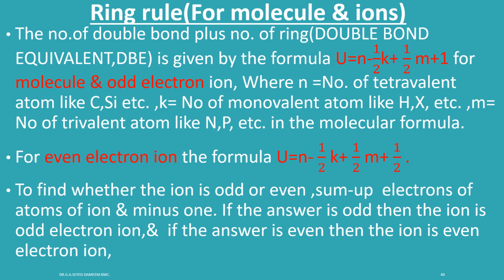For an even electron ion, there is a slight modification: U is equal to n minus half k plus half m plus 1 by 2. So there is a small change in the formula, that is 1 by 2. To find whether the ion is odd or even, sum the electrons of the atoms of the ion and subtract 1. If the answer is odd, the ion is an odd electron ion. If the answer is even, the ion is an even electron ion. Using these formulas, we can determine the number of double bond equivalents.